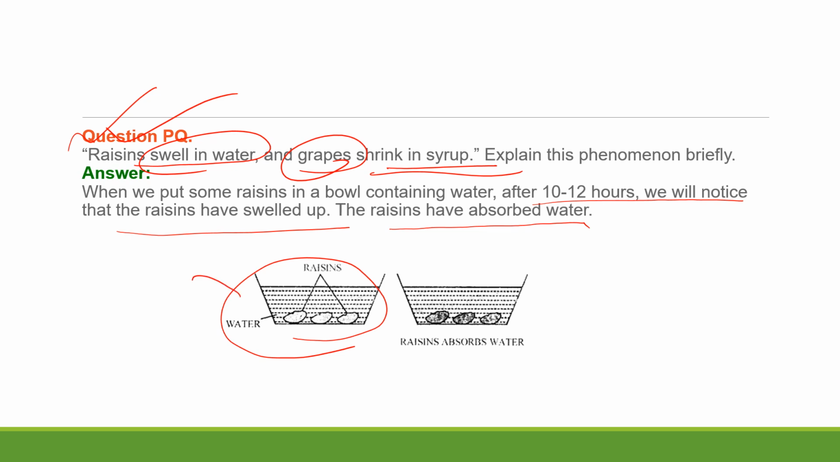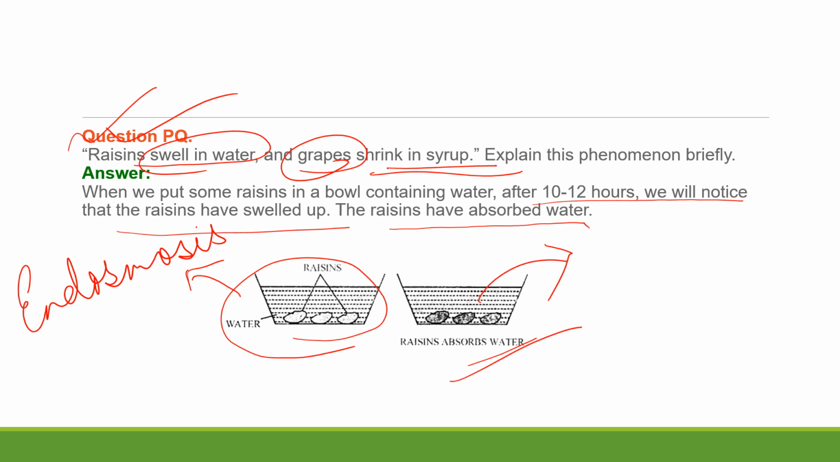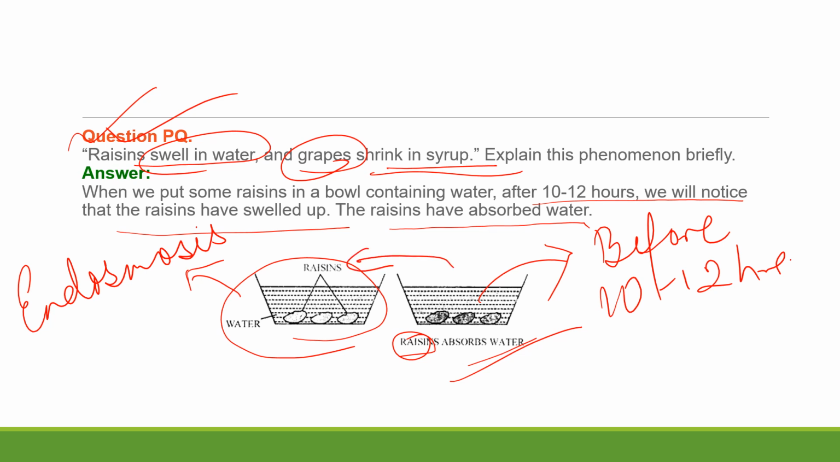So what is this? As the water from the outside has entered the raisins, it is called endosmosis. And what is happening here? The water is moving out of the grapes. Before 10 to 12 hours it was like this, and then after endosmosis it became this. So what is happening to the grapes? Now in this place, if you are putting the grapes, let us see what is happening.